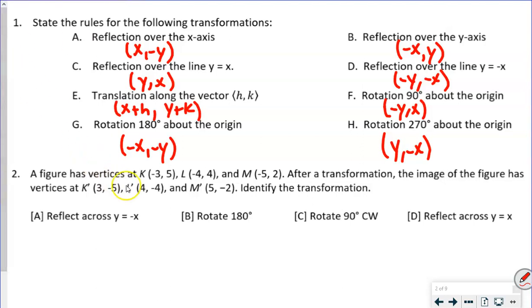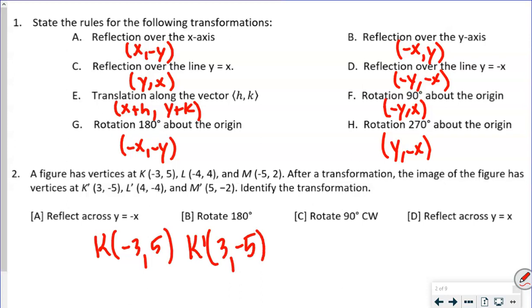All right, so the next one says a figure has vertices K, L, M. After transformation, the image of the figure has vertices K prime, L prime, M prime. Identify the transformation. So I'm going to pick one of these that's uniquely different. I chose K. So we're going to go from K, which is negative 3 comma 5, to K prime, which is 3 comma negative 5. So hopefully you can see what changes, just the signs of both, right? So the transformation is negative x comma negative y, and that is a 180 degree rotation.